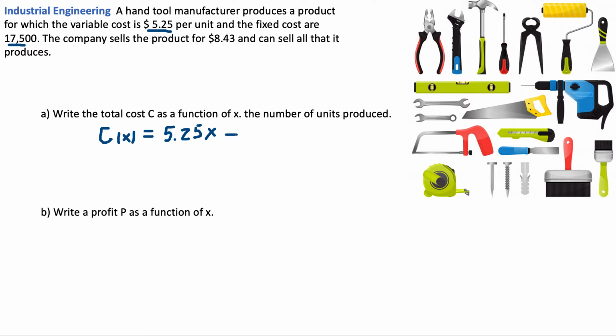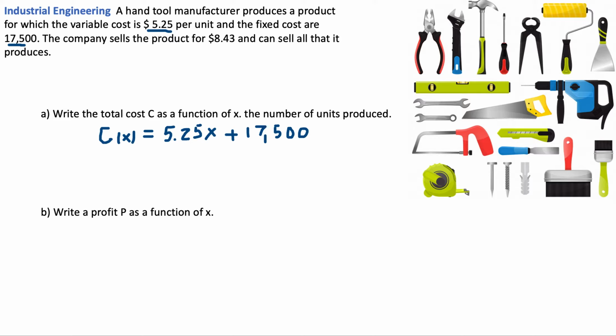We can write plus 17,500. So now we have the cost as a function of X, which is C of X equal to 5.25x plus 17,500.